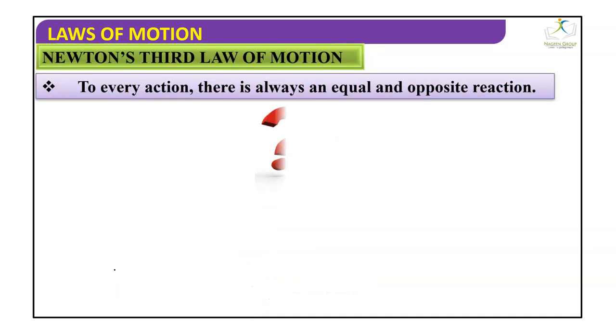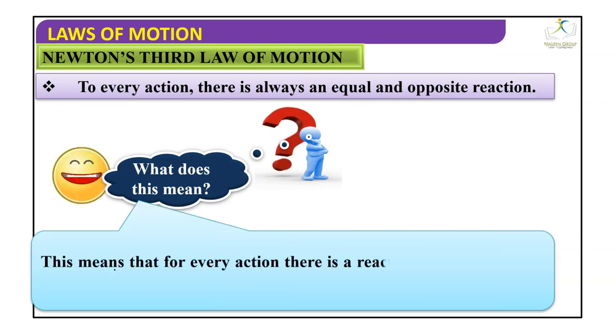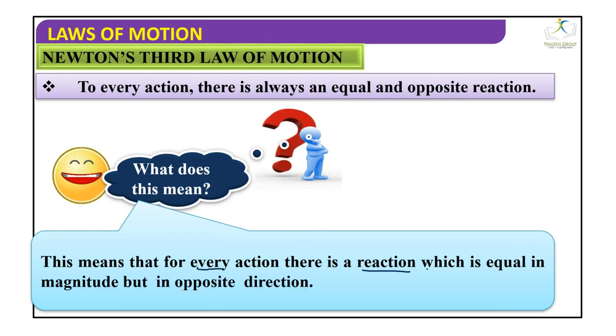Now moving ahead, what does it mean? It means that for every action there is a reaction which is equal in magnitude but opposite in direction. Student, what is the meaning of magnitude? A numerical form, or numeric value of any quantity.